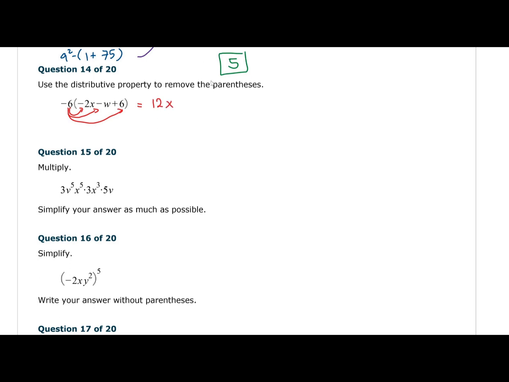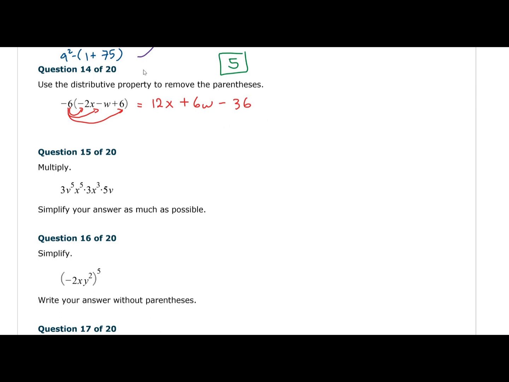Negative 6 times negative w is positive 6w, because negative times negative is positive, and you put 6 and w next to each other. Negative 6 times positive 6 is negative 36. Alright, that will be it. x is not a like term with w, and 36 doesn't have any variables, so they are not like terms. There's nothing to do here besides this.